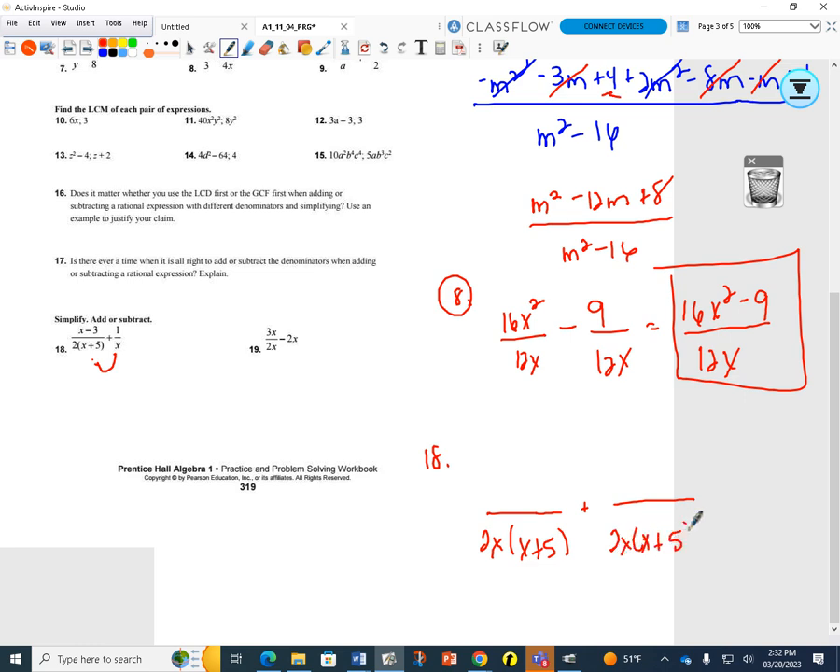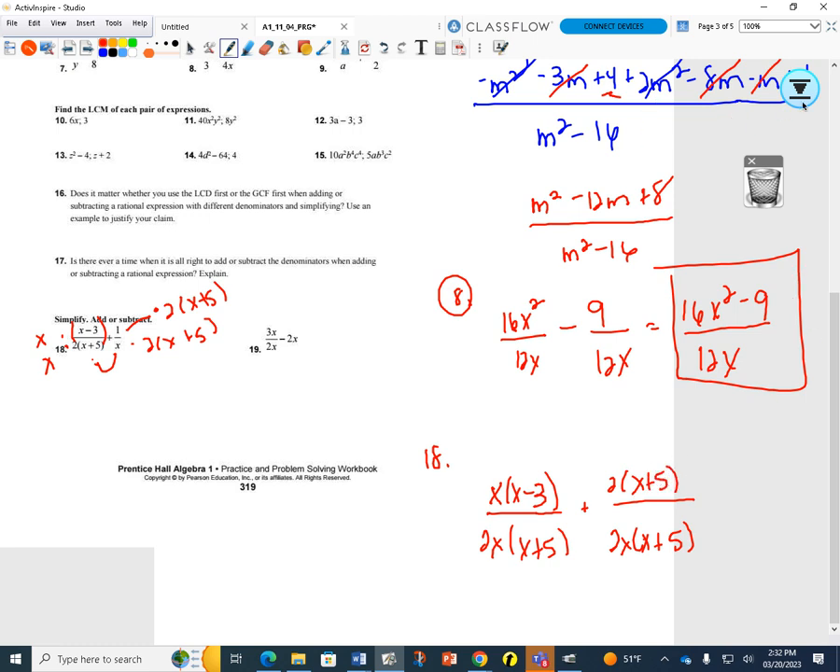And now we've got to give ourselves an equivalent numerator. We multiplied this denominator by x, so we're going to multiply this numerator by x. So that's going to be x times x minus 3 plus, now we multiplied it x times 2 times x plus 5. And so that's what we're going to multiply our denominator by, times 2 times x plus 5. So that would be 2 times x plus 5 here.